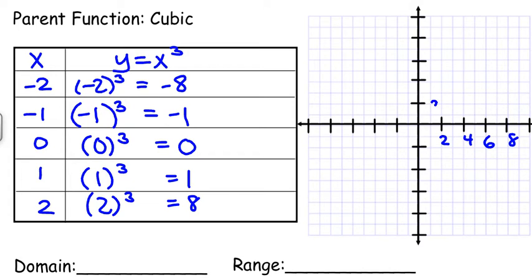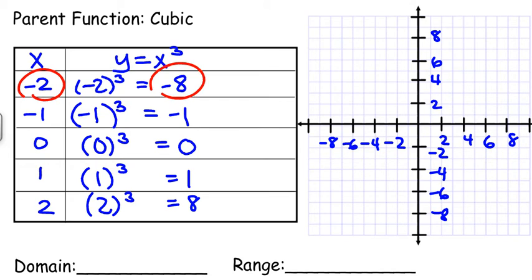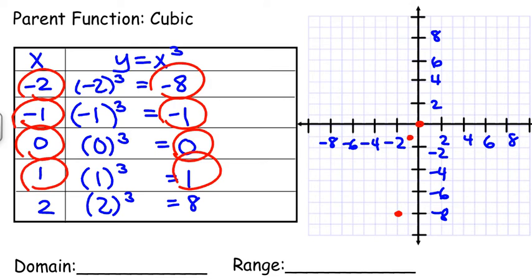I'm going by ones. All right. So we can graph it. The first ordered pair is -2, -8. So we're going to go left 2 and down 8. The next one, -1, -1. So we're going to go left 1 and down 1. Next ordered pair is 0, 0. Right at the origin. Next ordered pair is 1, 1. Right 1, up 1. Last ordered pair we're going to graph today, 2, 8.